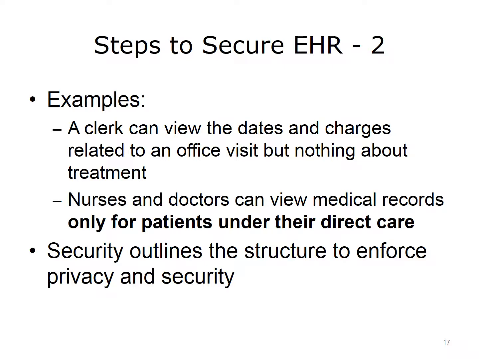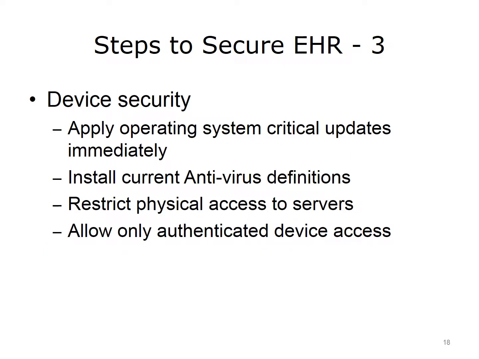An important point is that security outlines the structure through which privacy and confidentiality can be enforced. Putting in place security mechanisms such as requiring usernames and passwords, badges to open doors, and keys to open file cabinets increases the probability of data privacy and confidentiality. Device security is important in securing EHR and records. Critical upgrades to computer operating systems should be applied immediately. Antivirus definitions should always be current. Physical access to servers that house medical data should be restricted. And finally, access to devices must be authenticated.